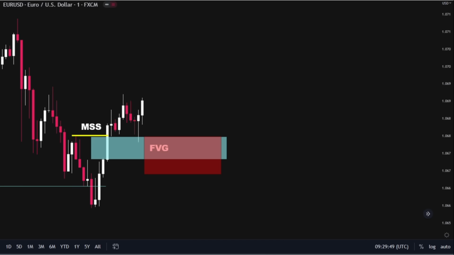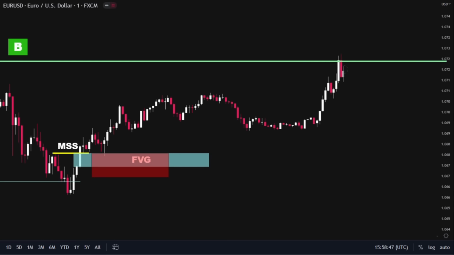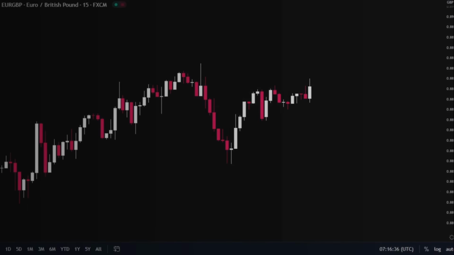As you can see, our order is activated very soon. Now, let's see what is going to happen. As you can see, price rose and finally, our take profit is hit by the price, and the reward to risk ratio of the trade is almost 6. So let's see another trading example.